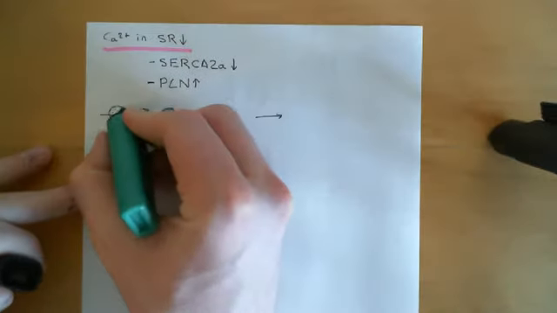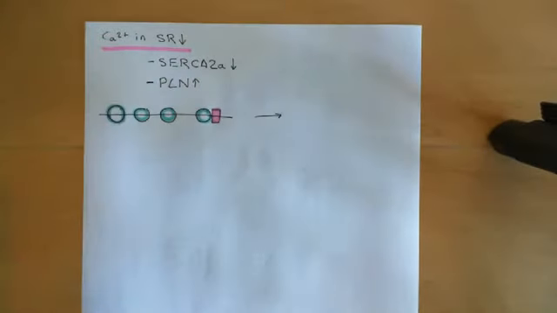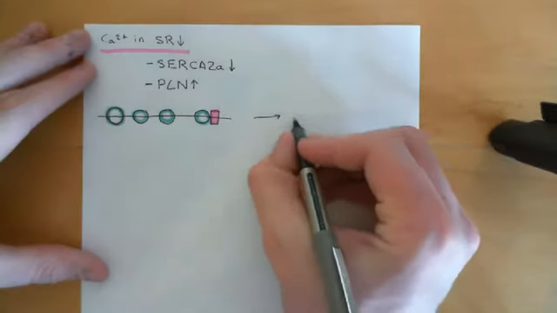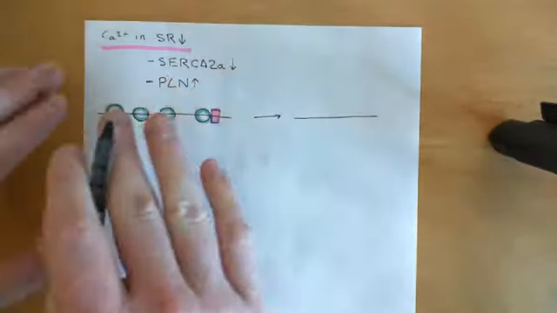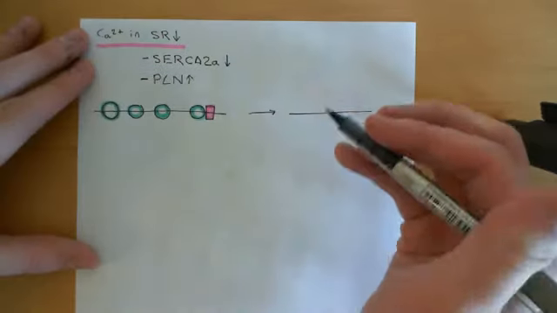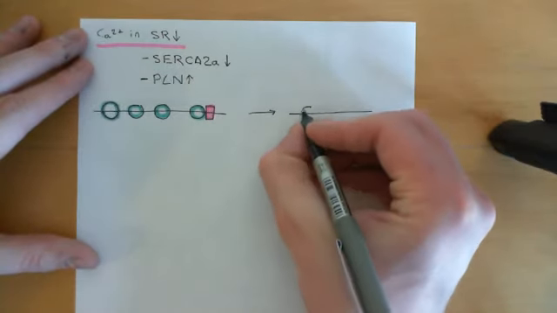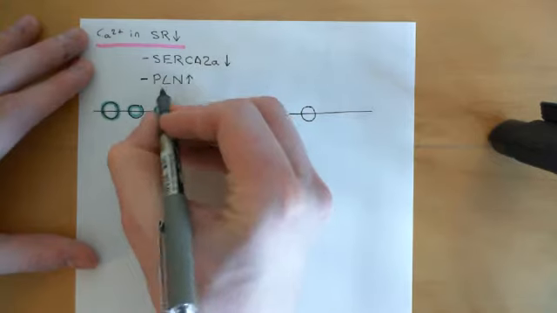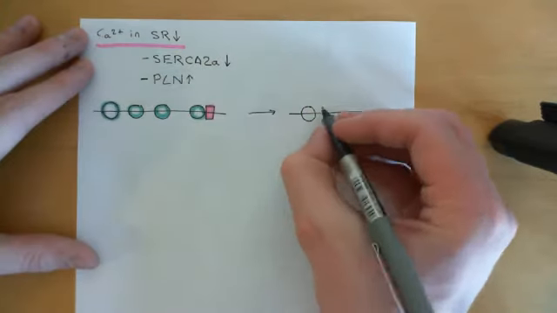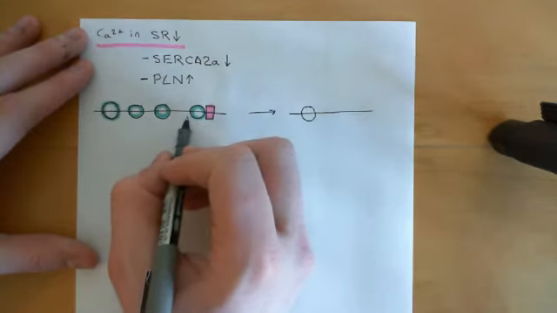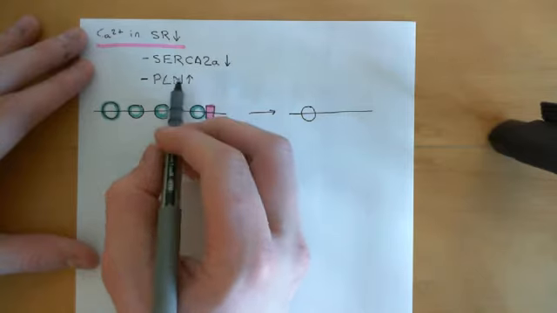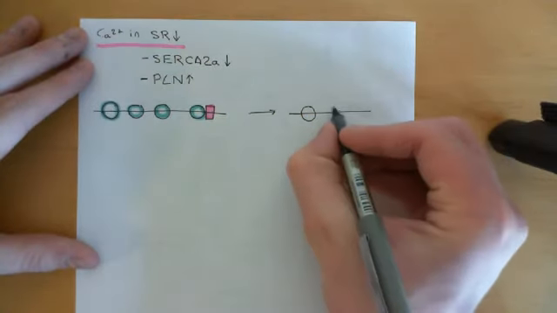Okay, so let's put another one there. So what's going to happen, let's say we'll go down to 3 of them. Now we have less SERCA2As in the sarcoplasmic reticulum membrane. In addition, we have more phospholamban, and therefore the fraction of SERCA2As that are actually going to be bound to phospholamban is also going to increase.